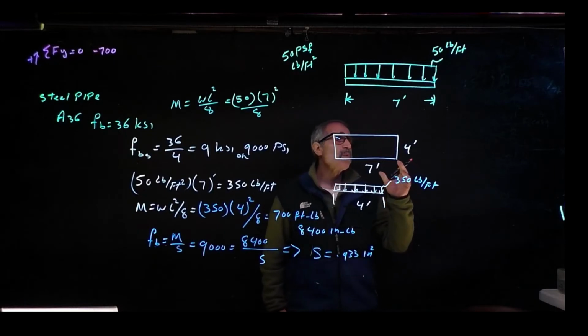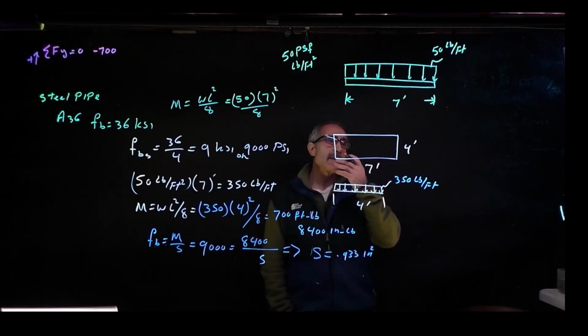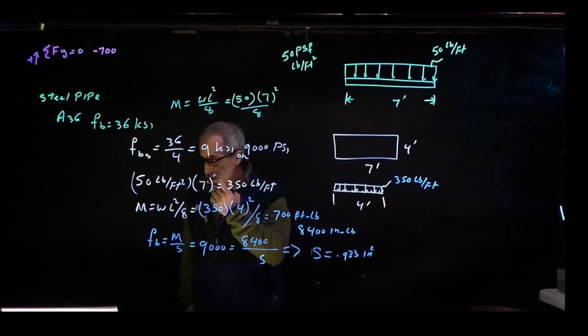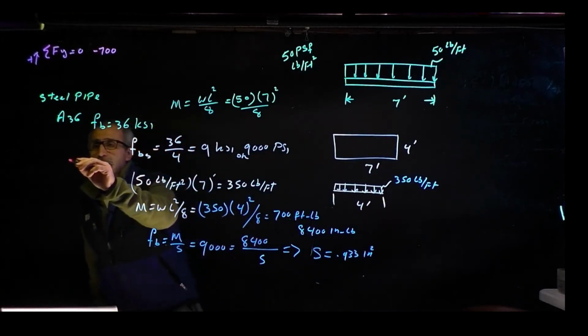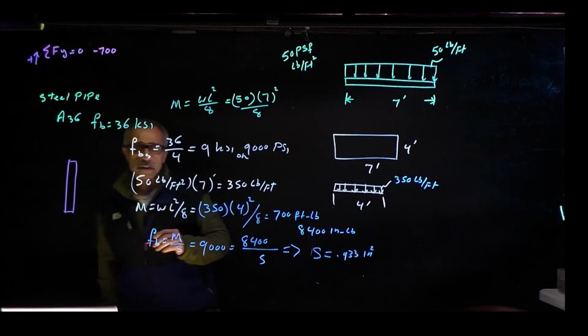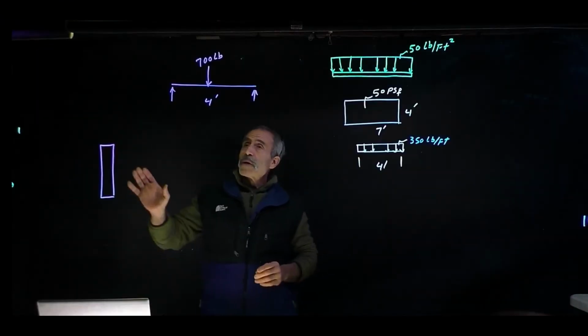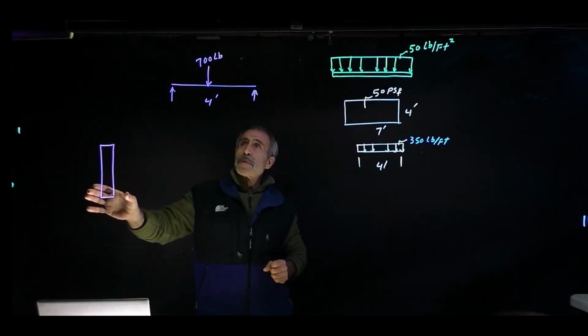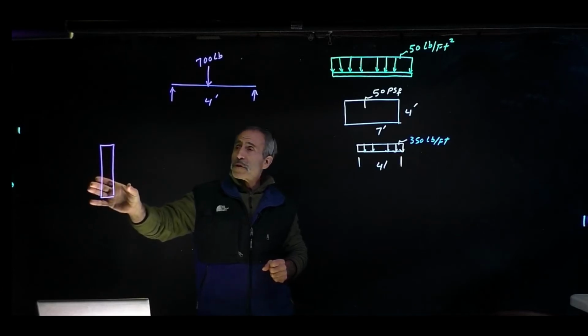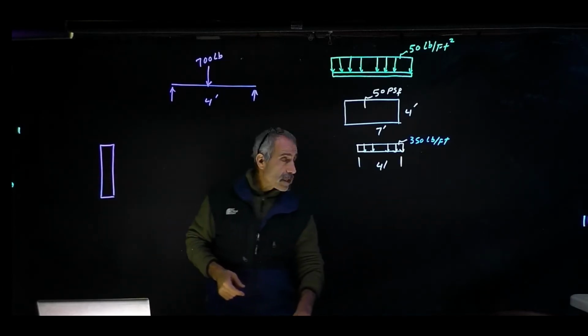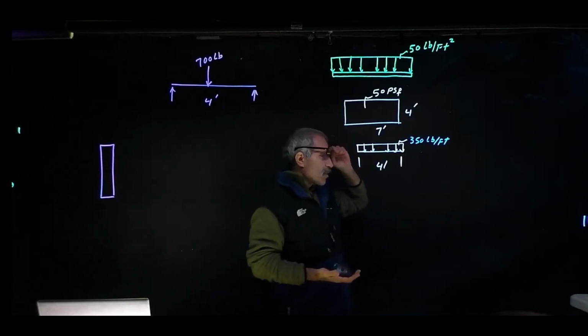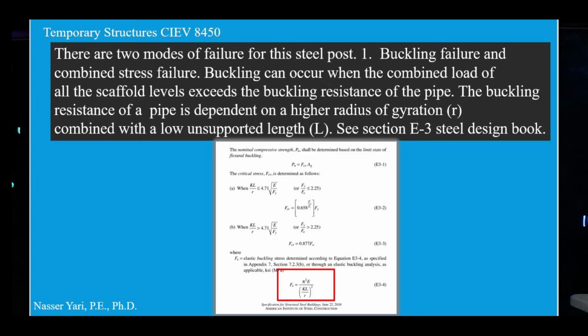So remember we talked about steel design last semester, and we said when we have a column, there's 2 ways the column can fail, right? All right, so we're going to go ahead and design the post. But one thing we have to look at before we design the post is we have 2 different modes of failure for the steel post.